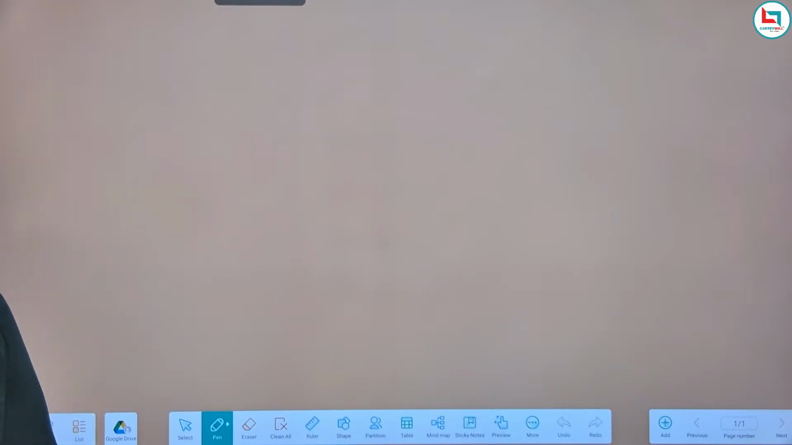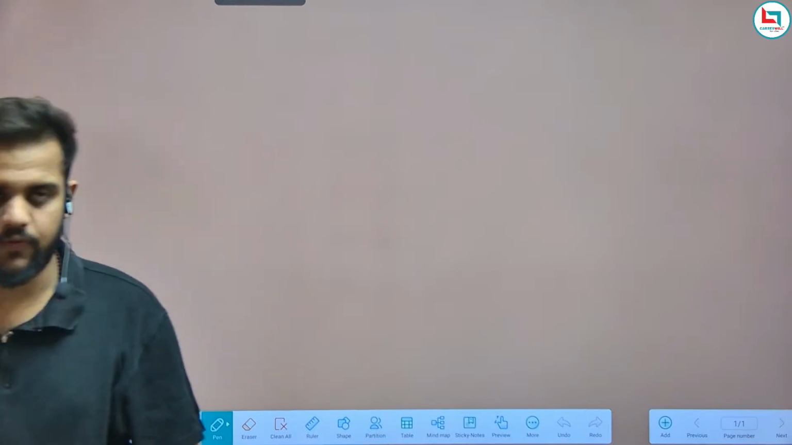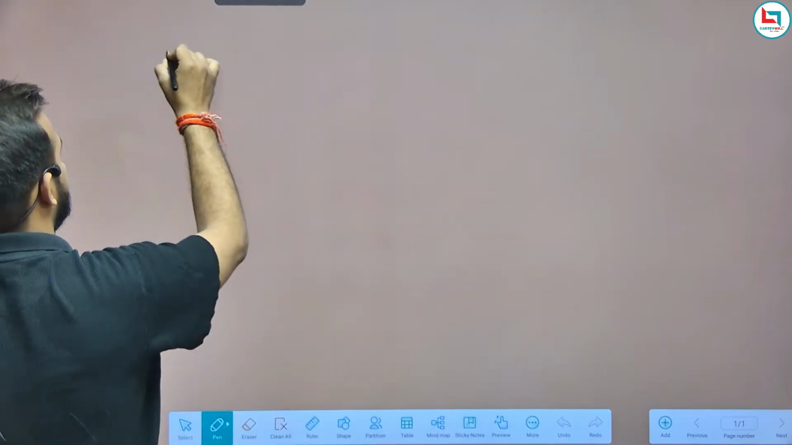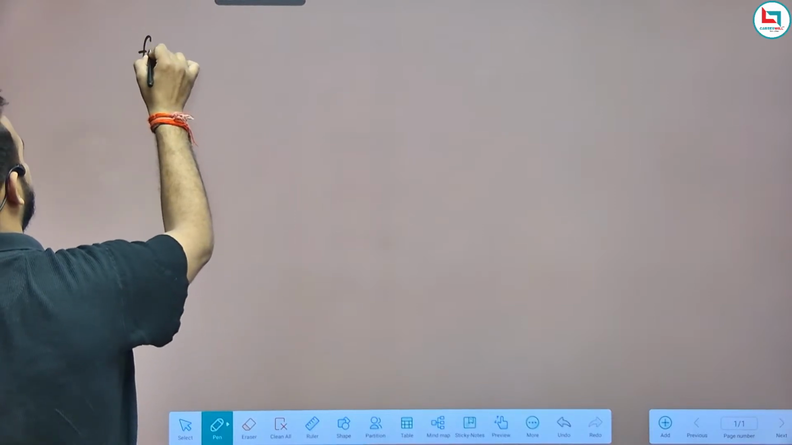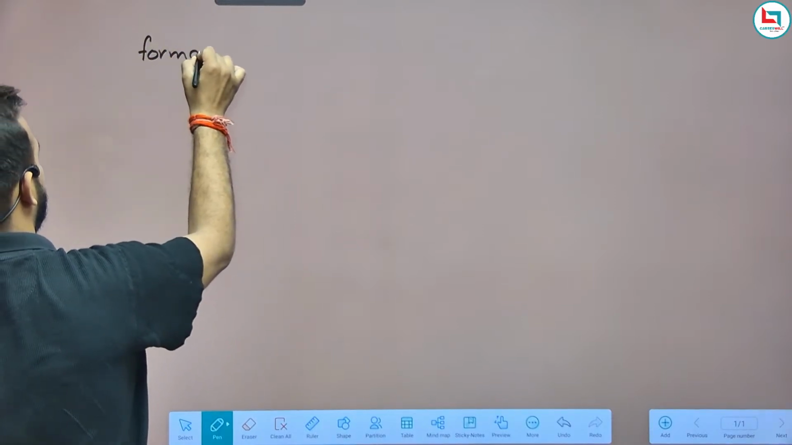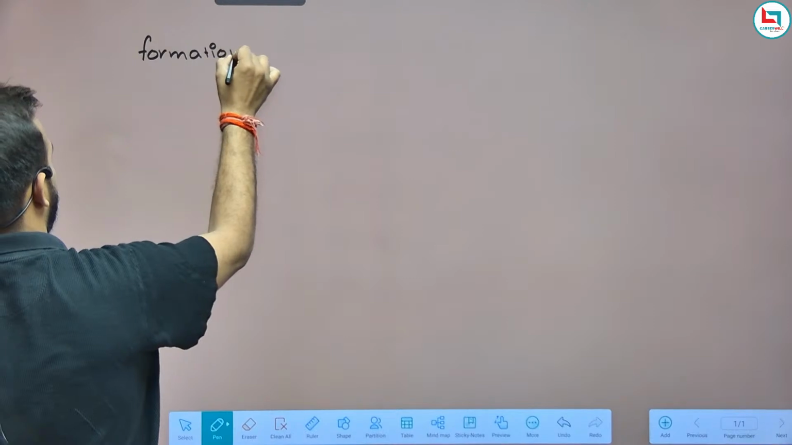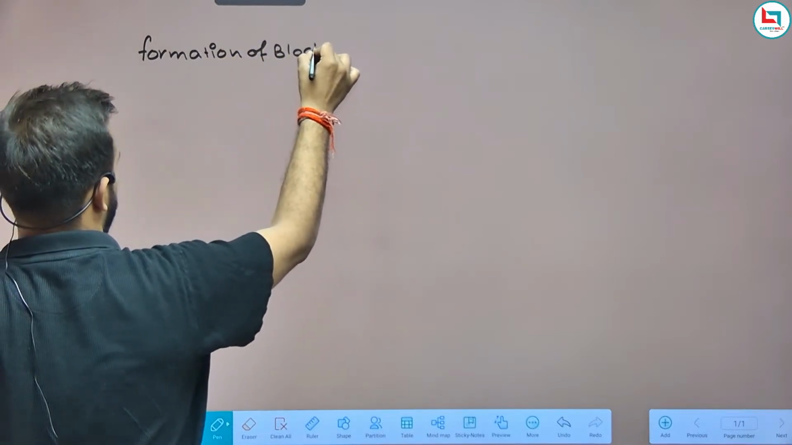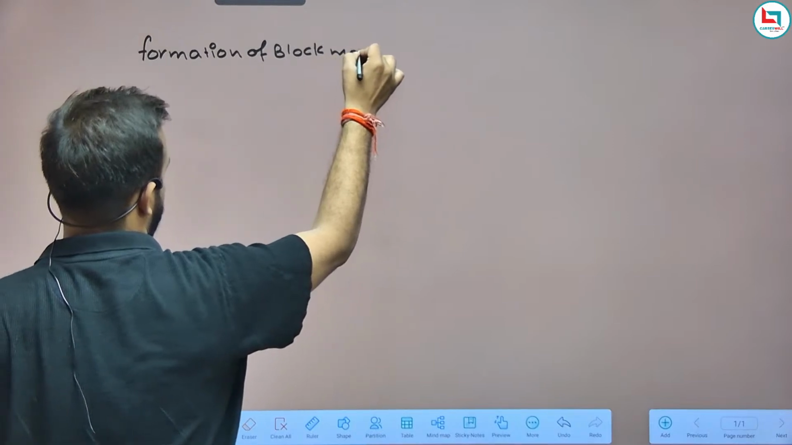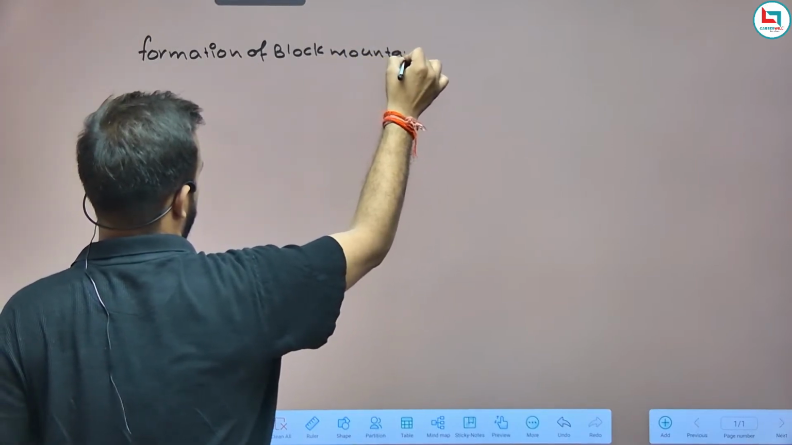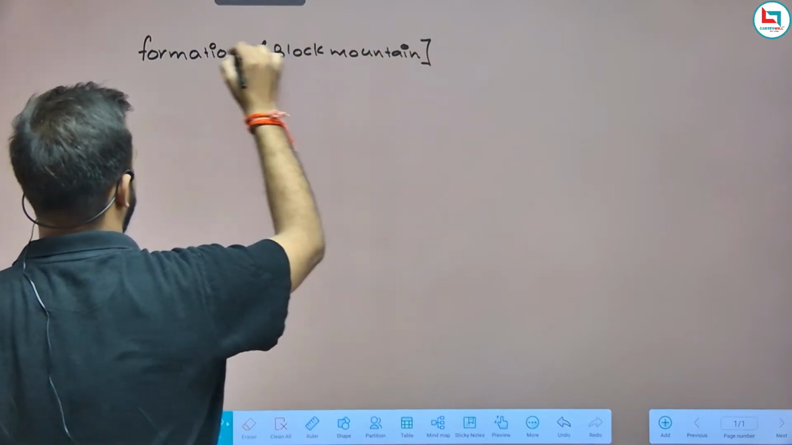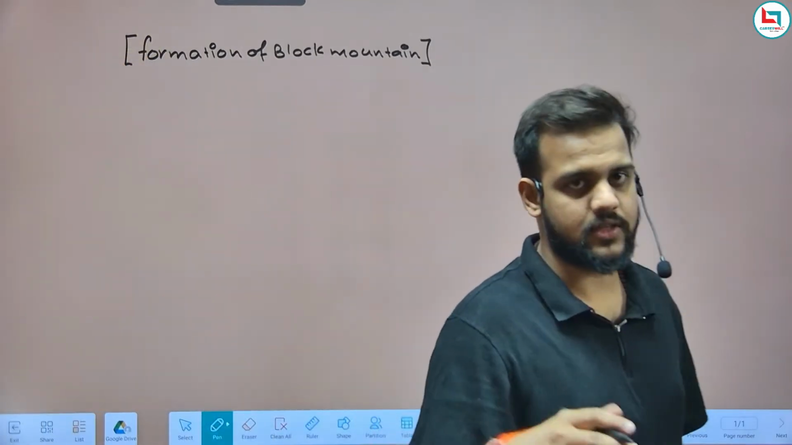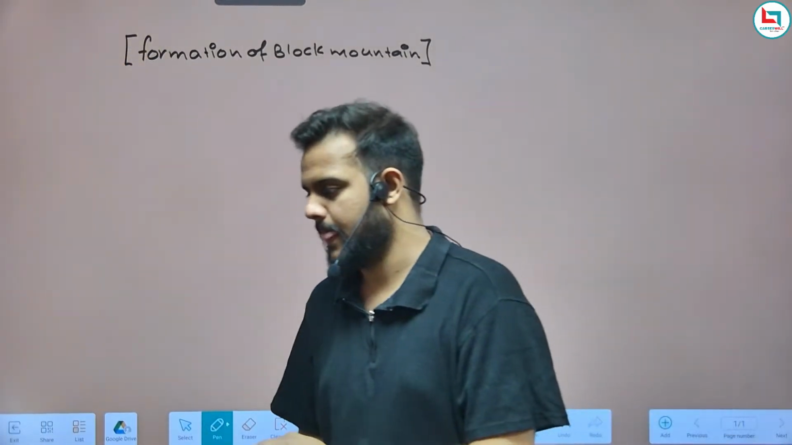Okay. So geographers have verified that particular fact. Now guys, in this lecture we are going to talk about the formation of block mountain. We'll continue our class from tomorrow. Formation of block mountain. This is the extension of yesterday's class.